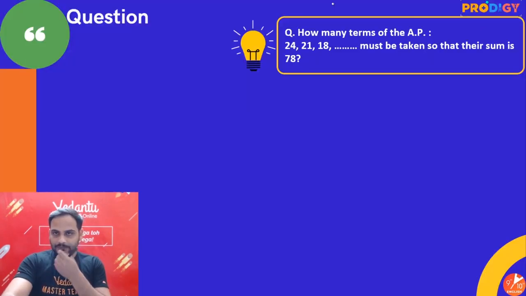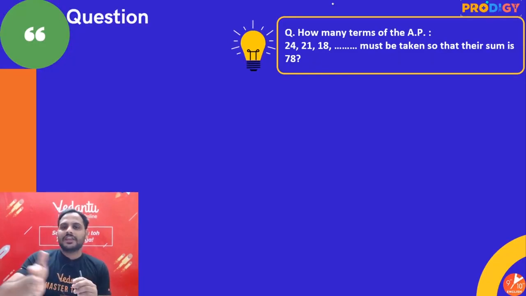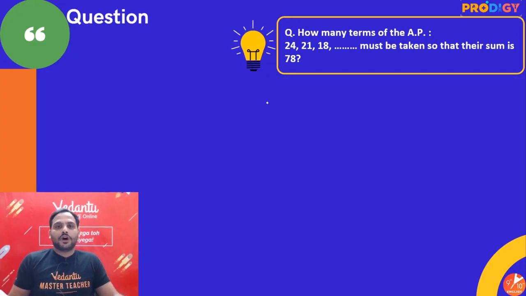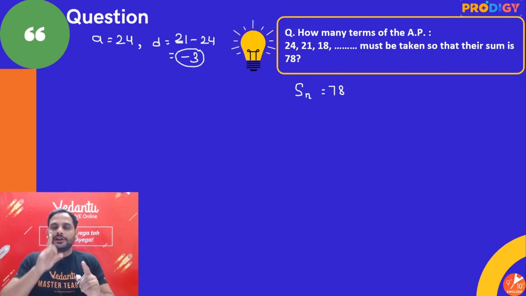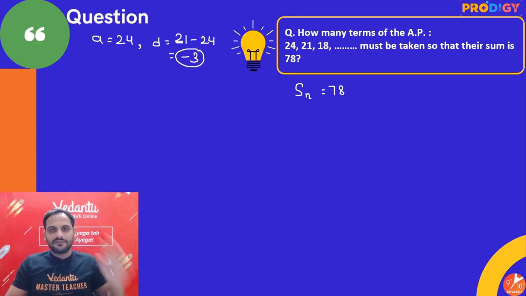Next question is this. How many terms of this AP must be taken so that their sum is 78? Now, I don't know how many terms. Let's say you have to take n terms to make the sum 78. So beta, if I solve it, I can say the first term in this AP is 24 and the common difference is equal to 21 minus 24, A2 minus A1, which means minus 3. And I have told you earlier also, if the AP is decreasing, the common difference is negative.